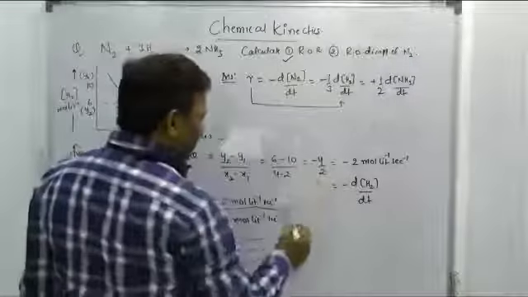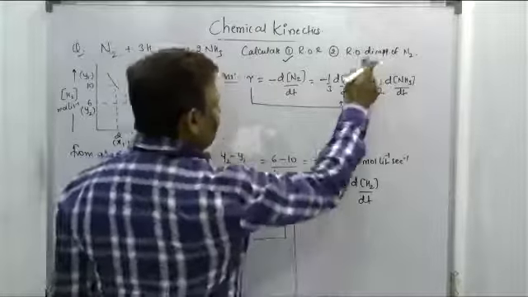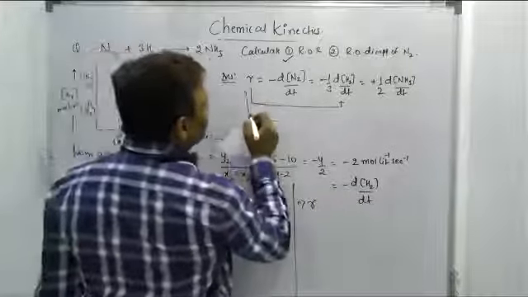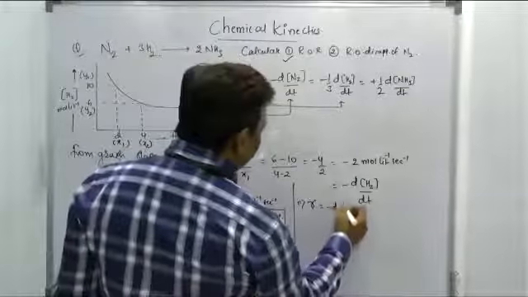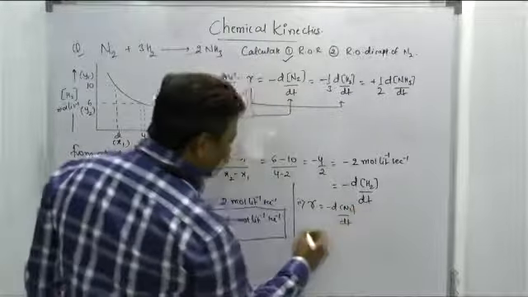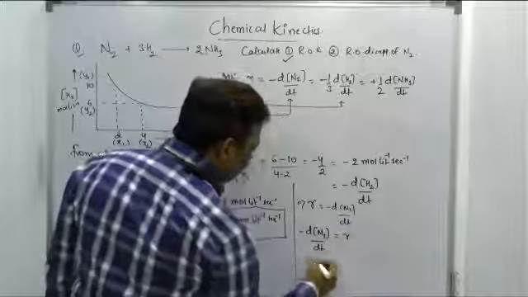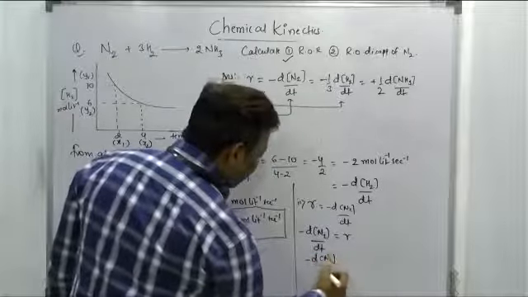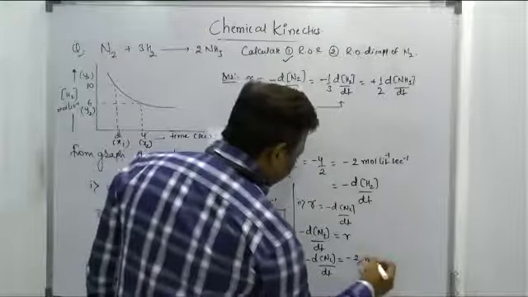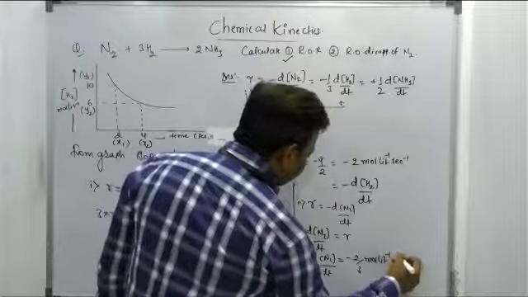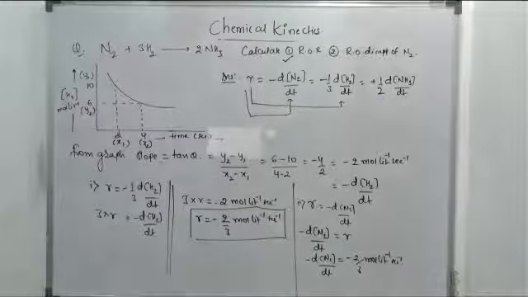So come to the rate of disappearance of N2, the second part. Rate of disappearance of N2, beta. Can we write here ROR is equal to rate of disappearance of N2? Yes, sir. ROR equal to minus of d N2 by dt. So minus of d N2 by dt is equal to ROR. That means minus of d N2 by dt equal to the ROR value we have, so it is nothing but 2 by 3 mole per liter per second, the rate of reaction.